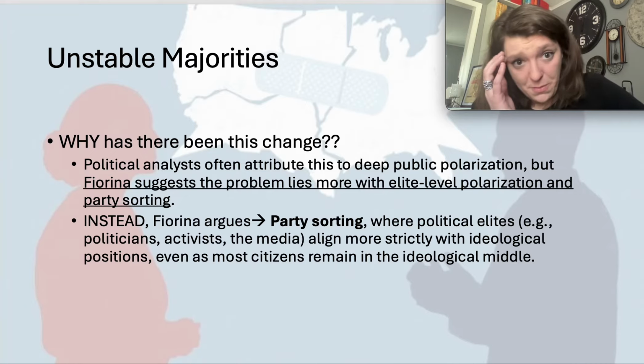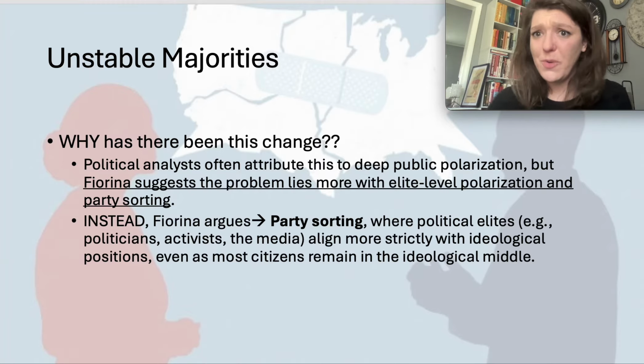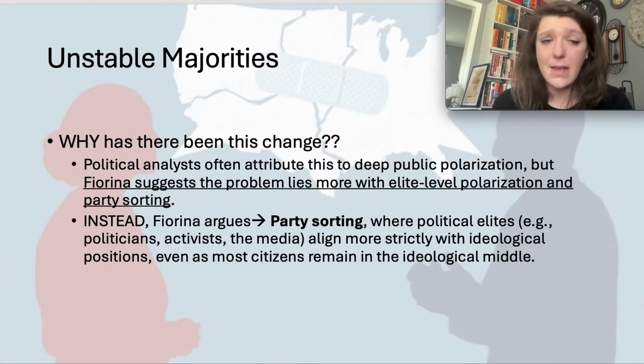Okay, so unstable majorities. Why has this happened? That is the motivating puzzle of the book. Why do we have this switch? We had something consistent for so long, and now it's not so consistent. Why is that the case?